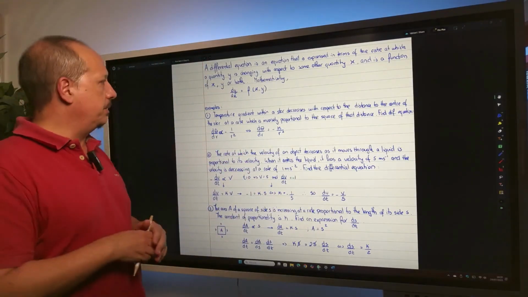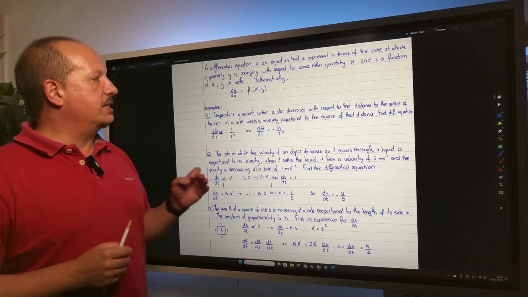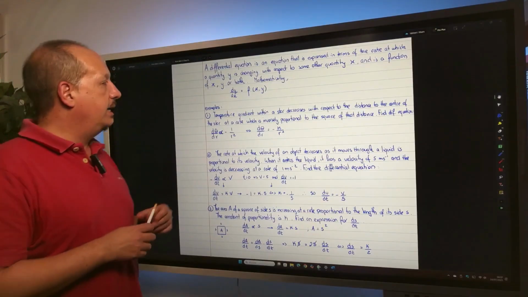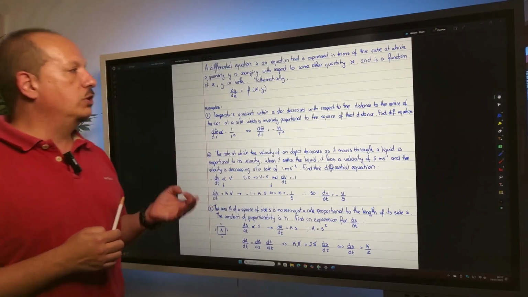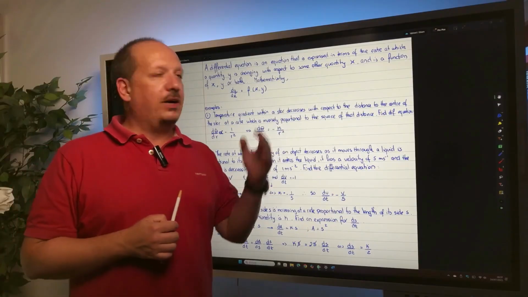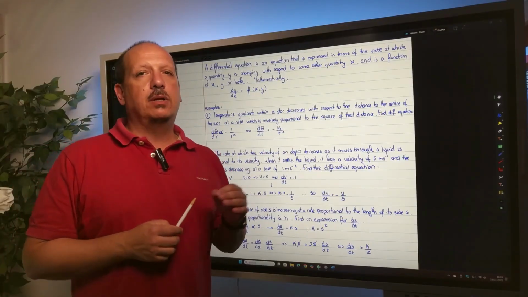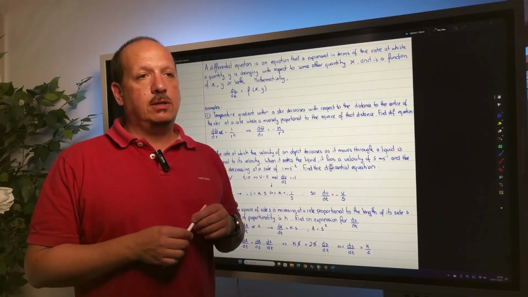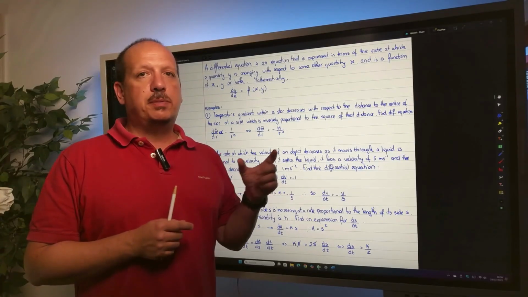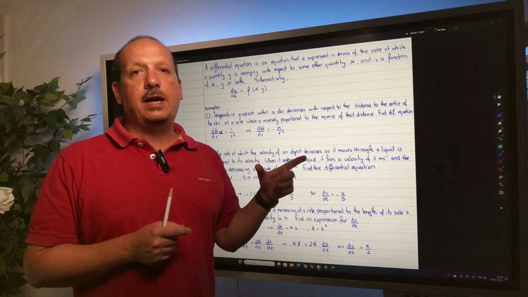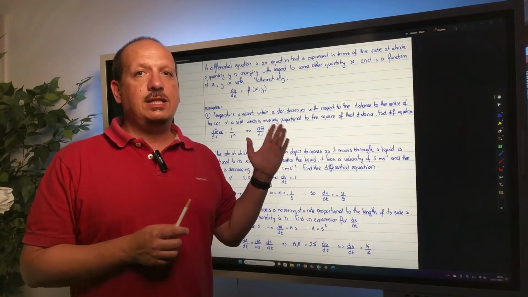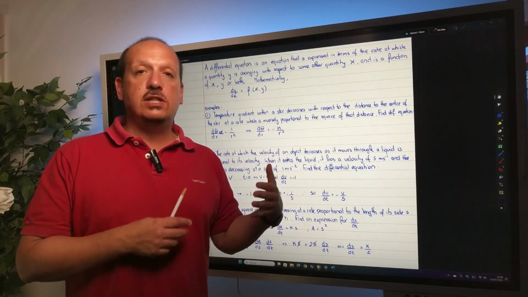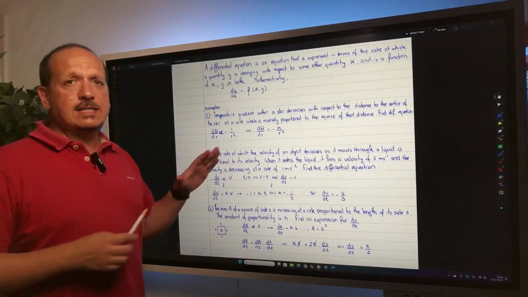So let's look at this example. The temperature gradient within a star decreases with respect to the distance to the center of the star at a rate which is inversely proportional to the square of that distance. Find a differential equation. This may resemble something that you learned in Pure Math when we talked about the chain rule. There was a particular class of questions that you would always find in exams, and that was already this. You would need to set up a differential equation using the chain rule. So let's look at this.